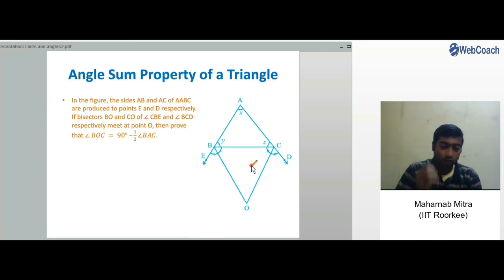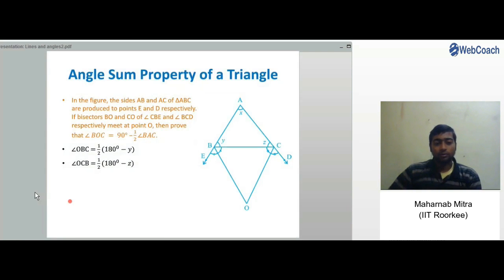So what we have got is the angle bisectors and the angles, and here the measures of the angles ABC are written as X, Y and Z respectively. Now let us see how we proceed. So what is the value of angle OBC? Angle OBC equals half of 180 degree minus Y, and how do we get that? Let us see. Angle OBC, or this angle, we need to get this angle.